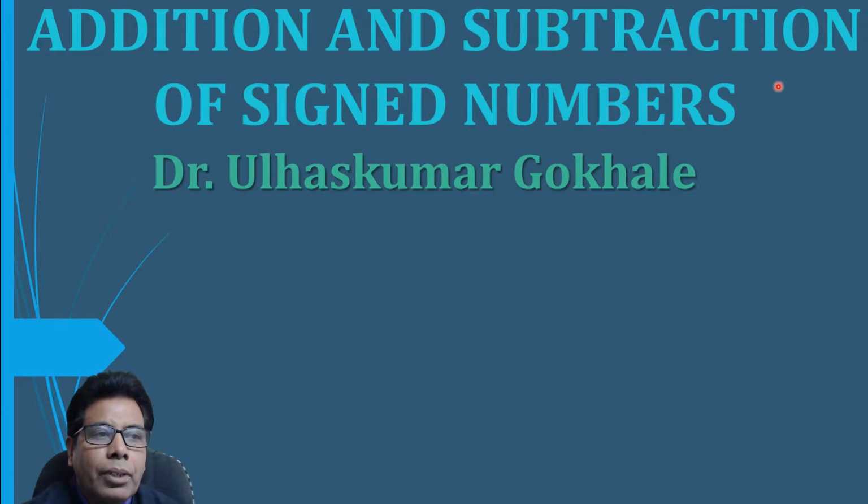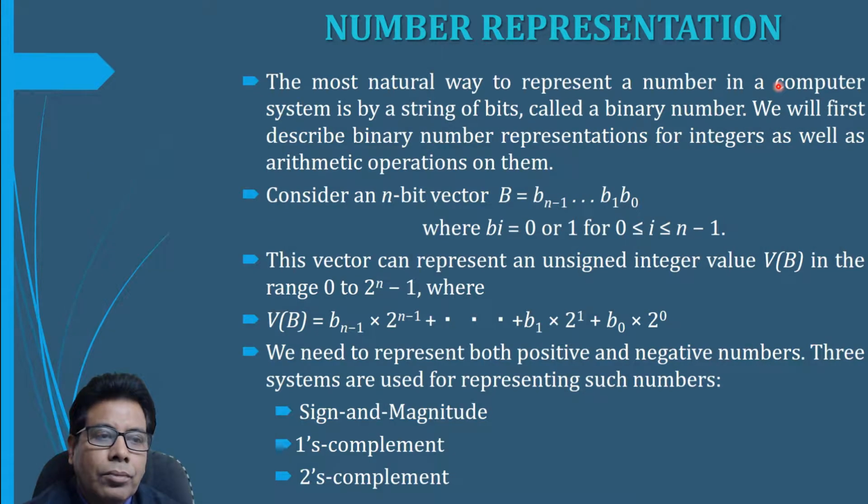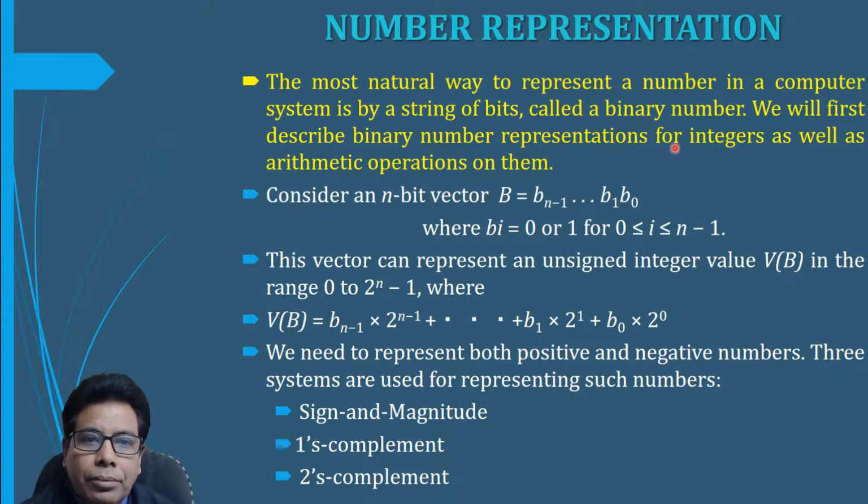The topic for today is addition and subtraction of signed numbers. Let us start with the representation. The most natural way to represent a number in a computer system is by a string of bits. We call it a binary number. We first describe binary number representation for integers as well as arithmetic operations on them. Let us see the representation.